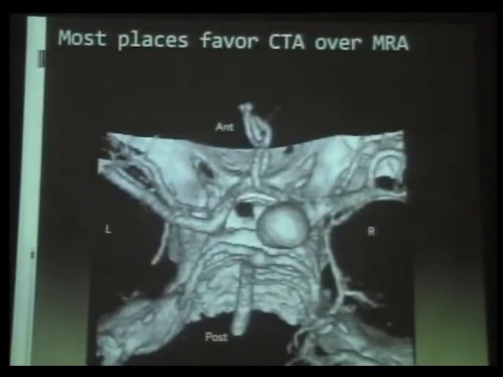Most places, however, have shifted over to CTA. CTA uses contrast material, the iodinated contrast, which, as you know with CT, blocks the X-ray, and we can reformat that with the 3-dimensional CT and show aneurysm, even this aneurysm at the skull base. At our institution, CTA is the preferred modality.